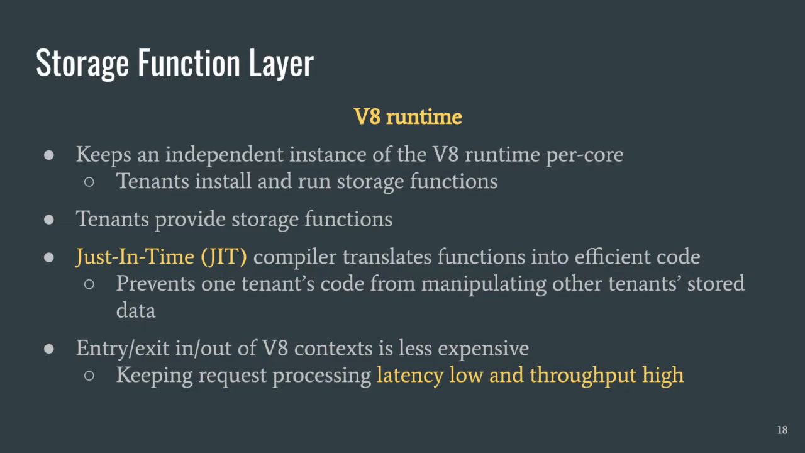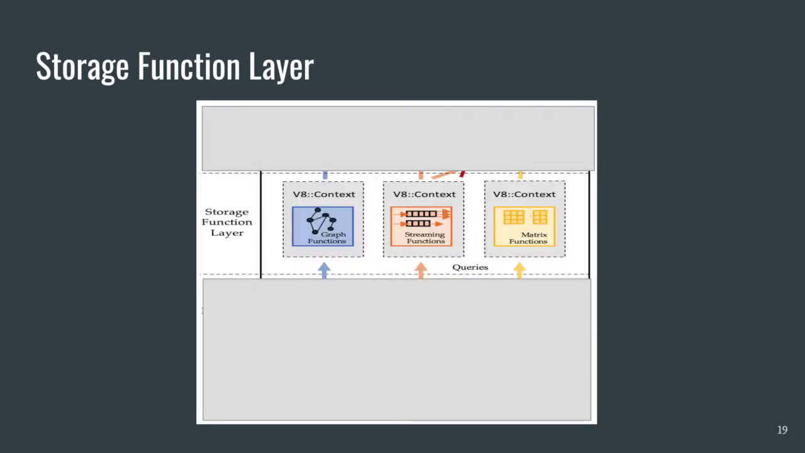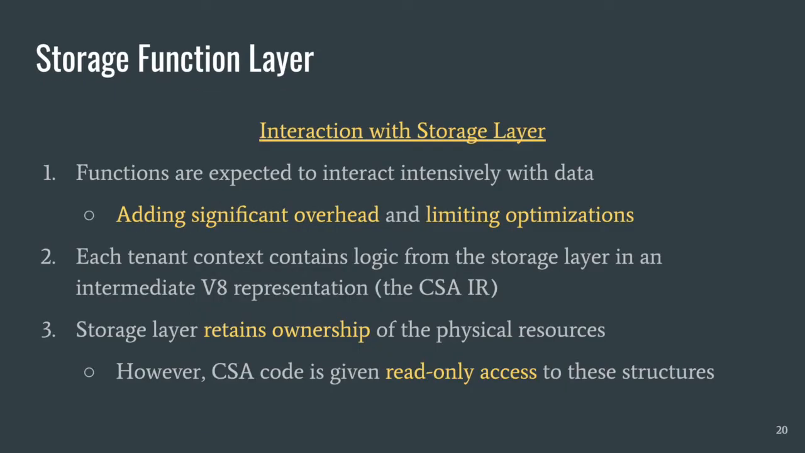Now let's look at the next slide, and here we are looking at how the storage function layer is interacting with the storage layer. Functions are expected to interact intensively with data, which adds significant overhead and limits optimizations. As a result, each tenant context contains logic from the storage layer in an intermediate V8 representation, the CSAIR, which is nothing but cipher security algorithm, which is used for encrypting and decrypting purposes.